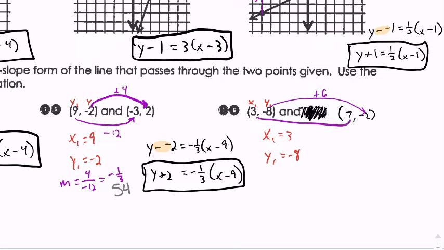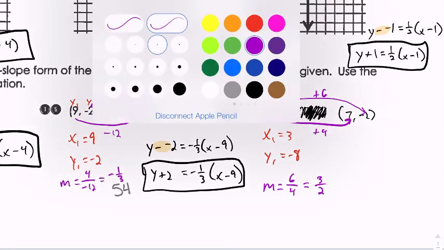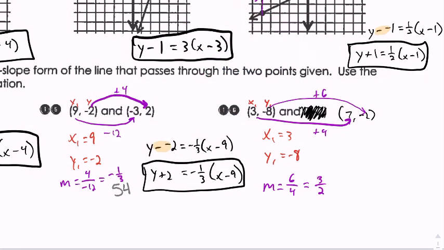What do you do to 3 to get 7? You have to add 4. So now you have a rise of 6, run of 4. Our slope is rise of 6 over the run of 4. Now, 6 over 4 can be reduced by 2, which means we get 3/2 as our slope. So now we go and substitute everything in.